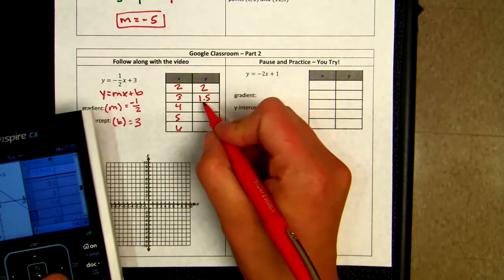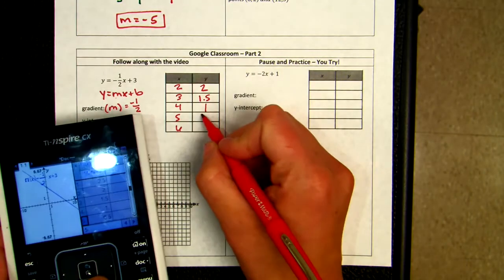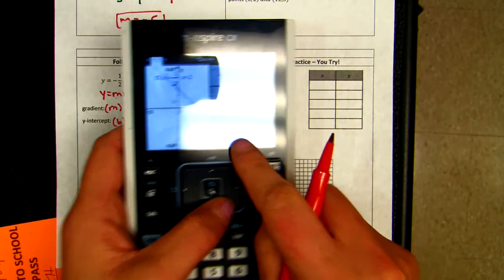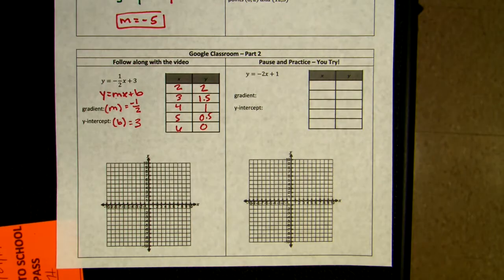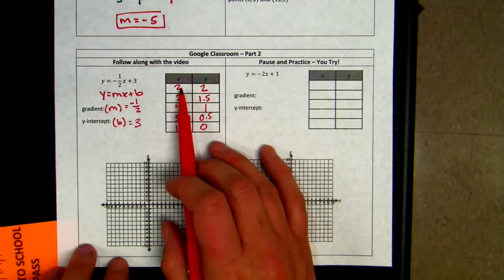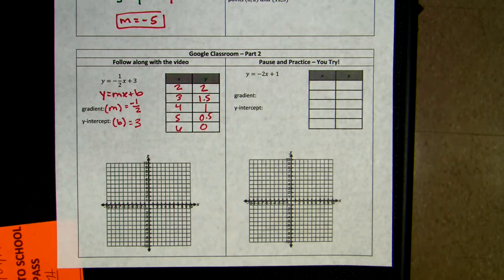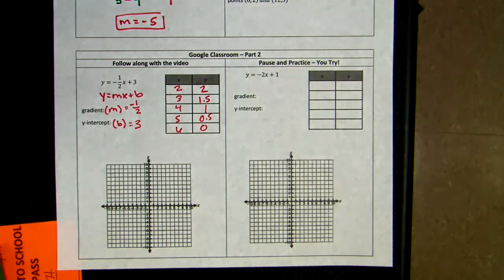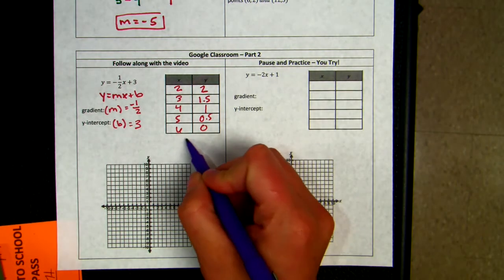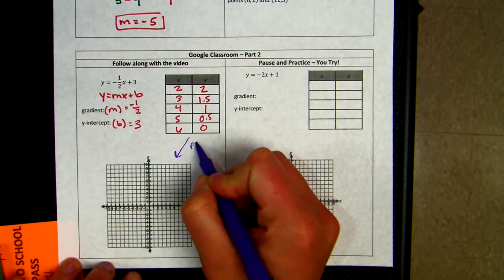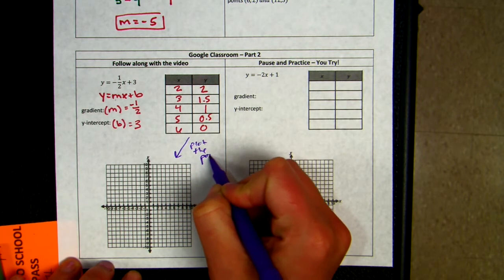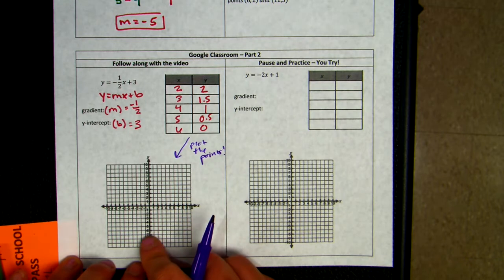For 4, it's 1. For 5, 0.5. And for 6, it's 0. Okay, so that is my table of values. Every x value has a y value. Okay, what I'm going to do next is translate that into a graph. So we're going to plot our points that we've generated in our table to create a graph.